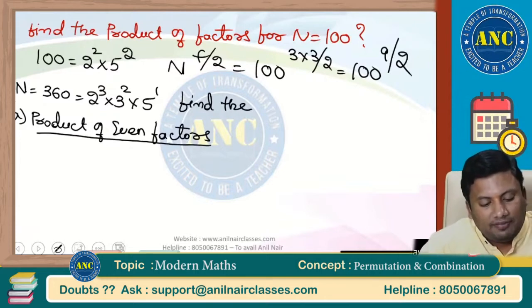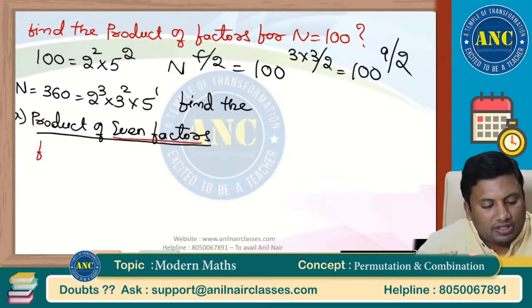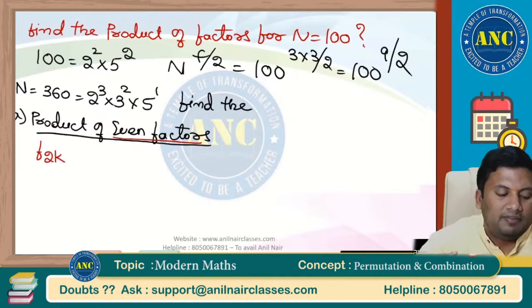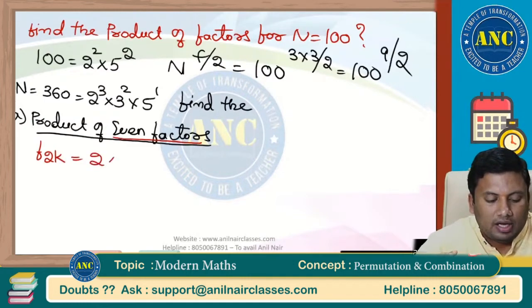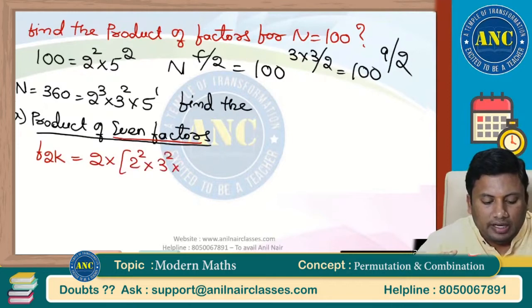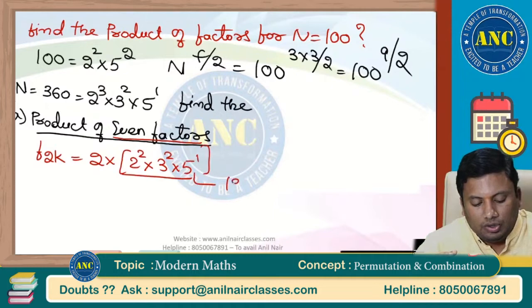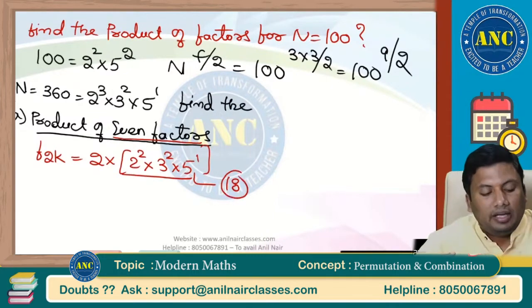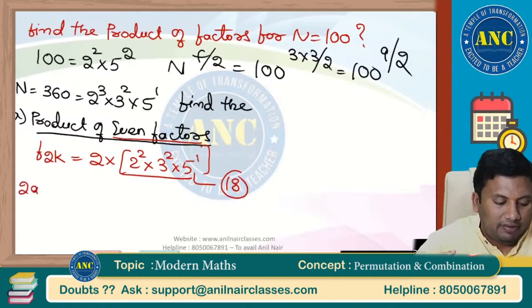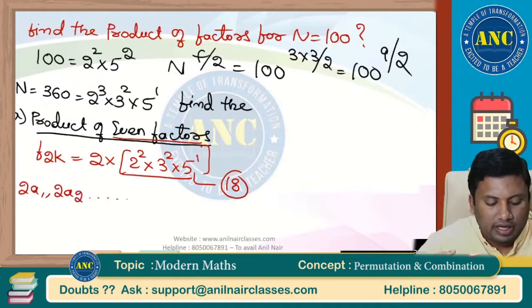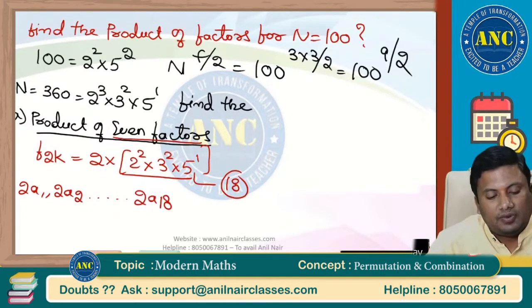Let us see. First we will find out the factors which are even numbers. Any even number is of the form 2k. So 2 into remaining, it is 2 square into 3 square into 5 power 1. 3 into 3 into 2 is nothing but 18 factors. 18 factors are even: 2a1, 2a2, till 2a18. These are the 18 factors which are even.